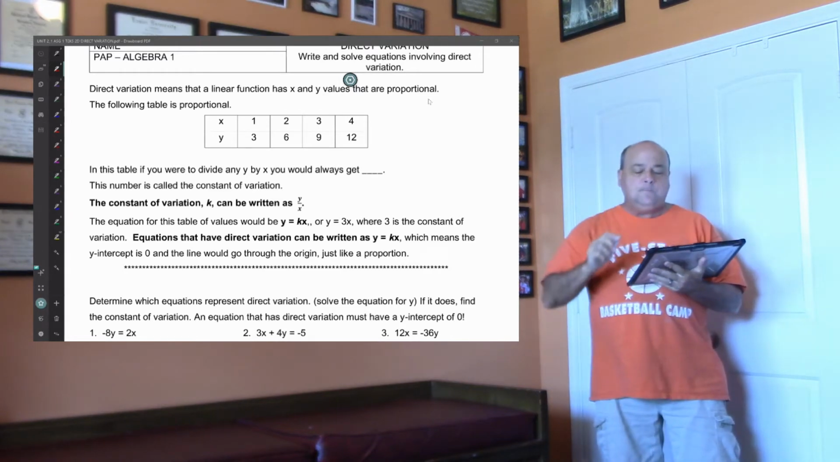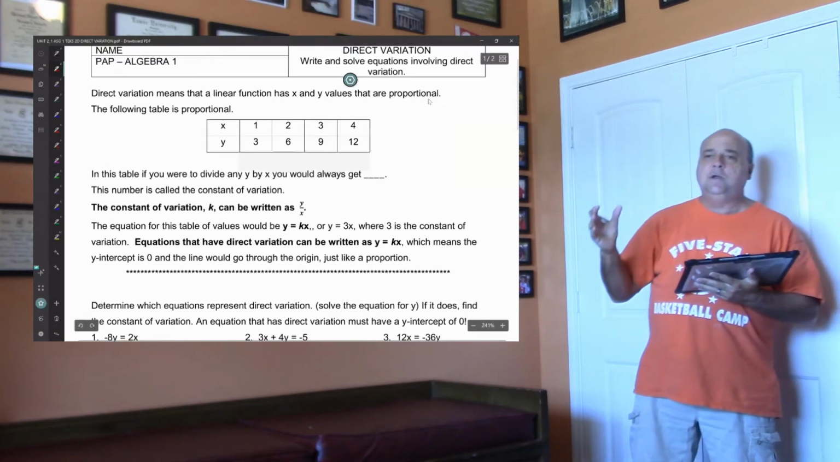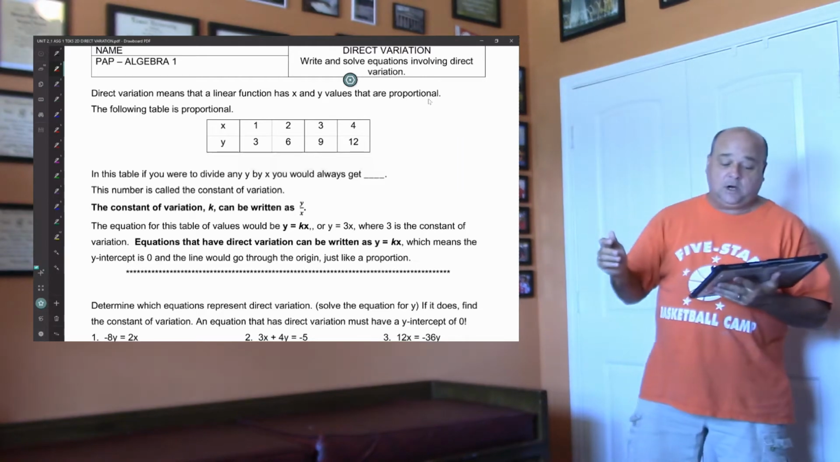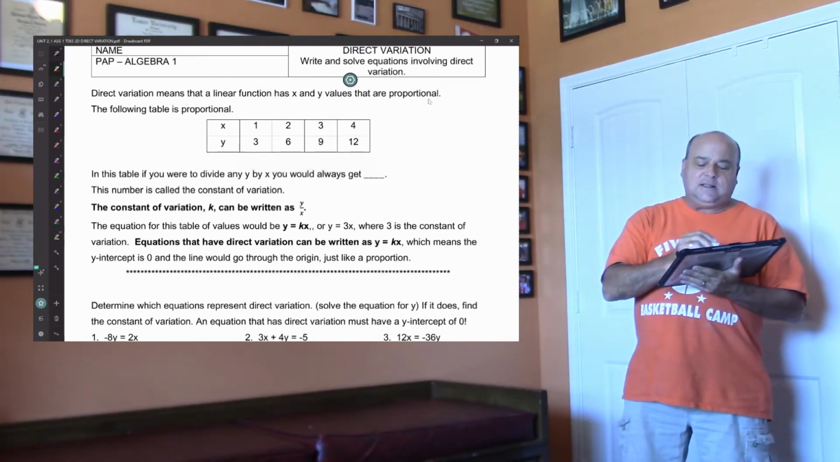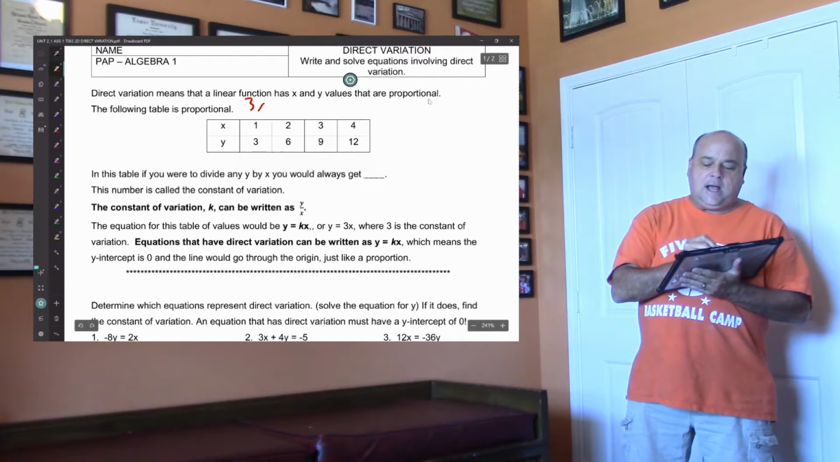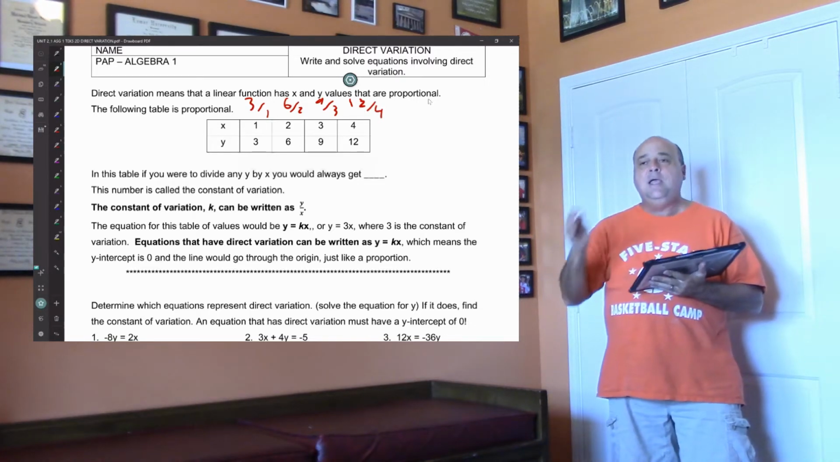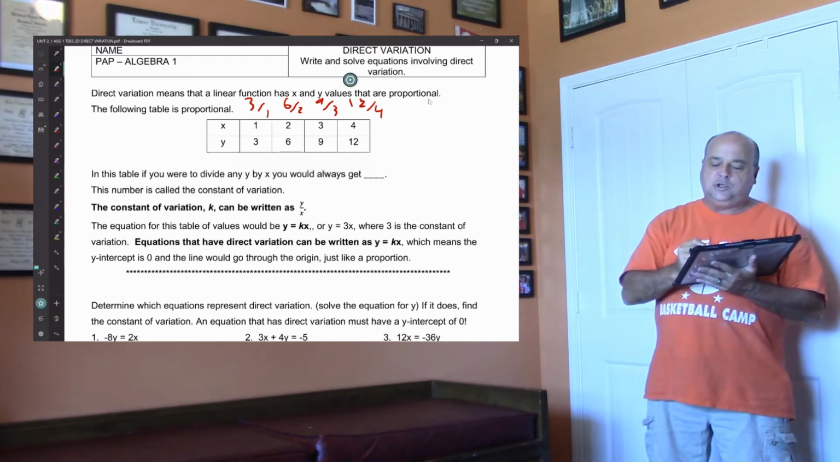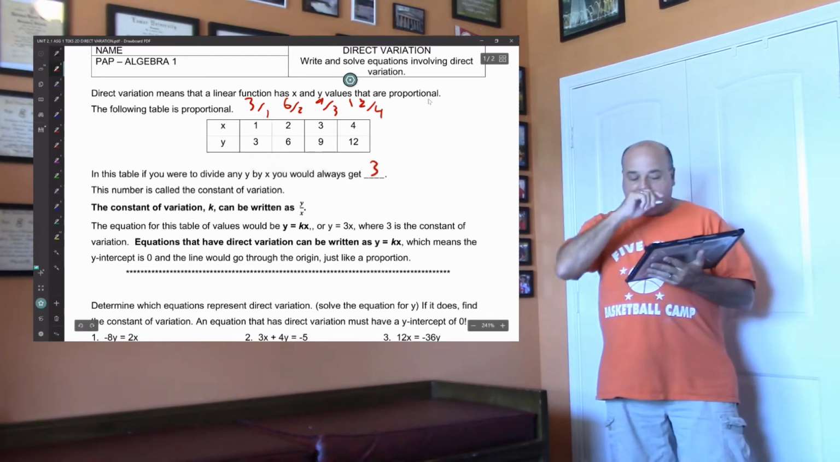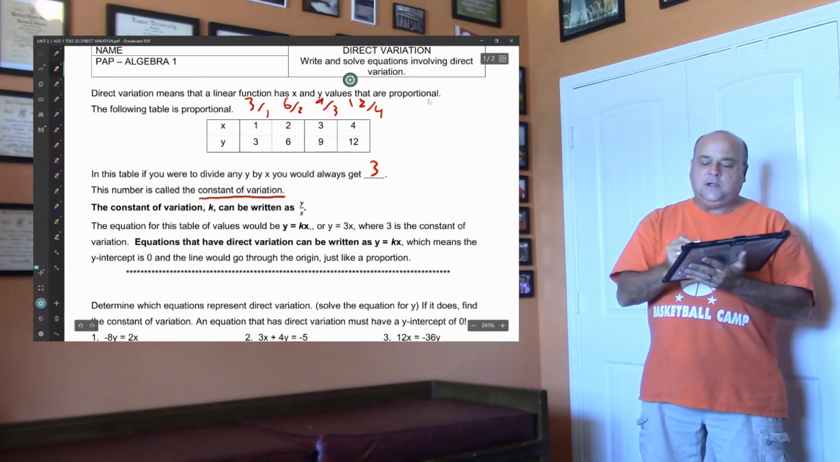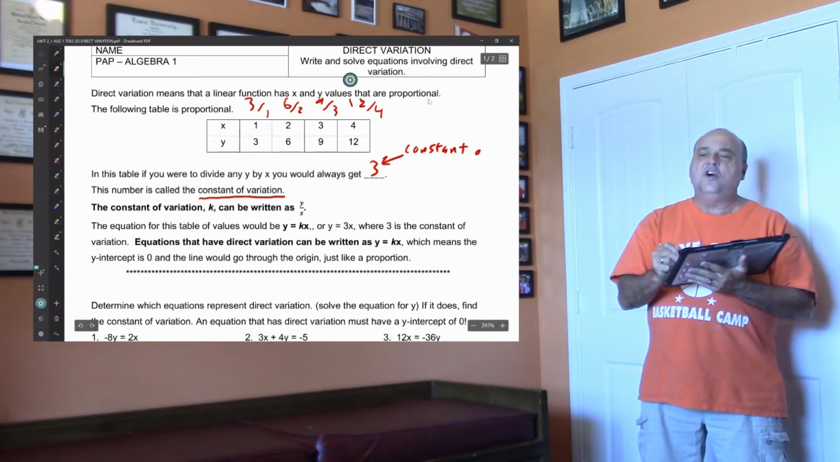So let's get going. Notice that this has some notes on it because you haven't heard of direct variation before. If you take this table and divide any y by x, so right here, do y'all see how I'm just dividing y by x? I'm putting y over x, y over x, y over x every time. If you do all of those division problems, you always get 3, don't you? That number is called the constant of variation.